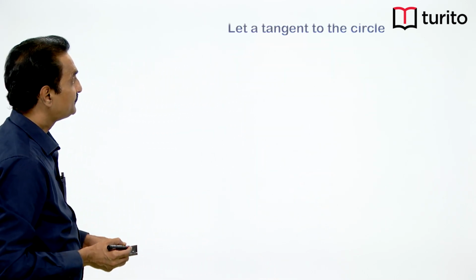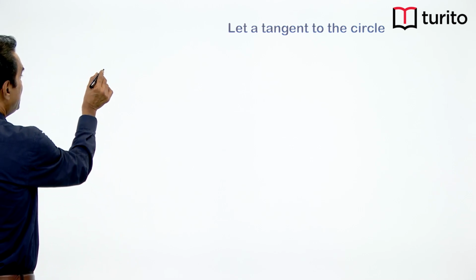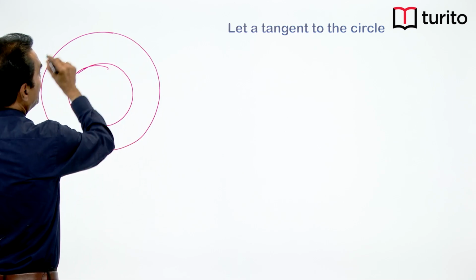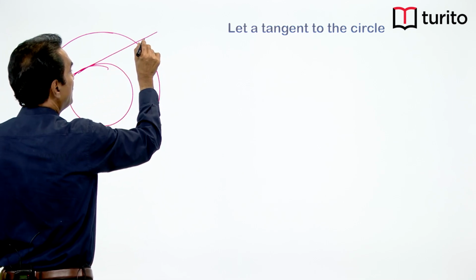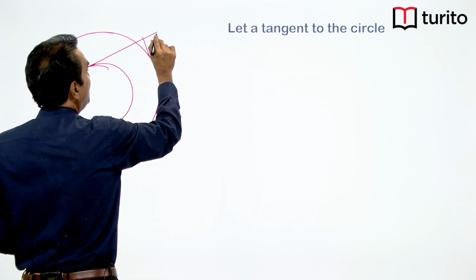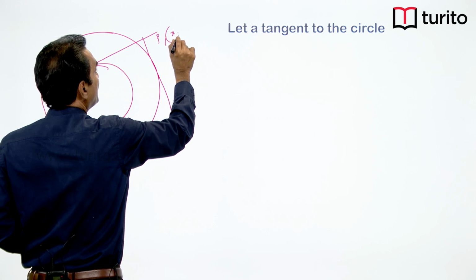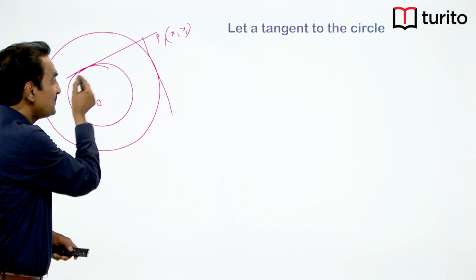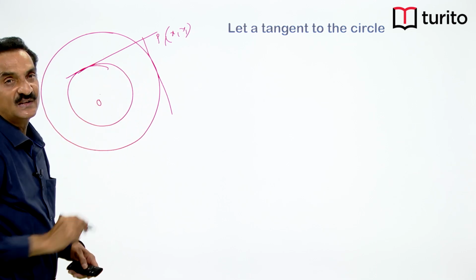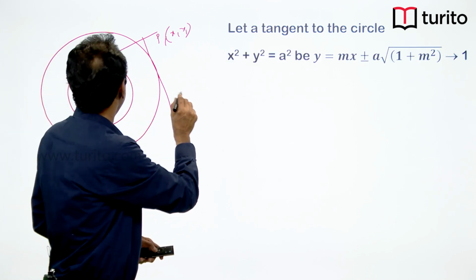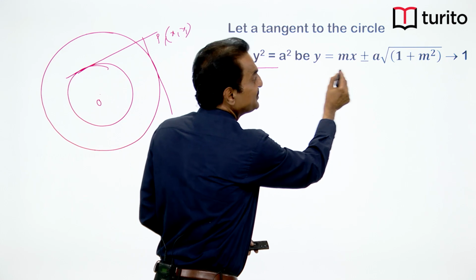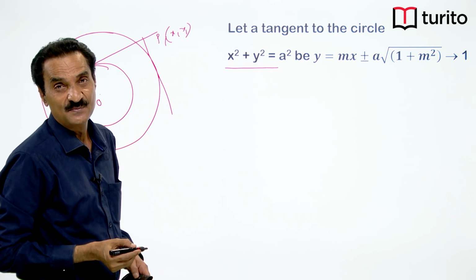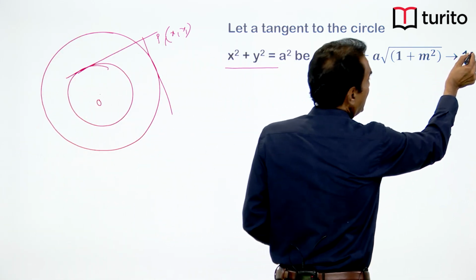Now, the diagram is, this is the smaller circle, this is the larger circle, P x1 y1 is the point of intersection of the tangents, origin is the center, the radius of the smaller circle is a, the radius of the larger circle is b. Now, let the tangent to the smaller circle be taken in slope form. y is equal to mx plus or minus a root 1 plus m square. Denote the equation by 1.